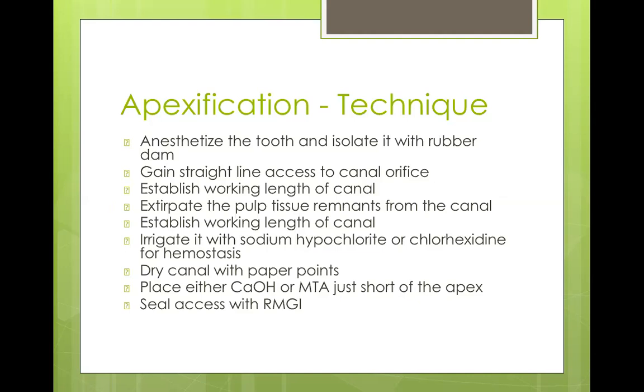You establish a working length, extirpate the pulp, irrigate with sodium hypochlorite or chlorhexidine for hemostasis, dry your canal as best as you can, and then you place calcium hydroxide or MTA just short of the apex, and then you seal the access with RMGI.